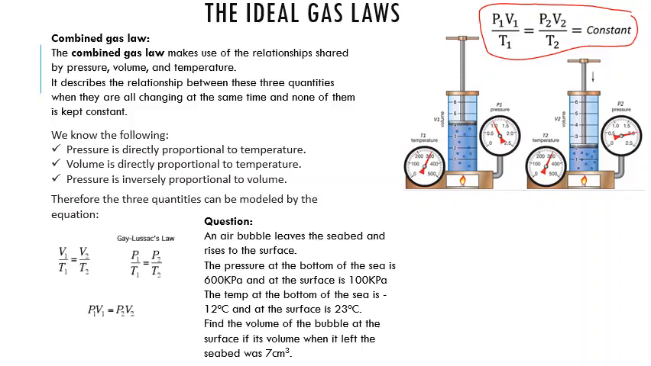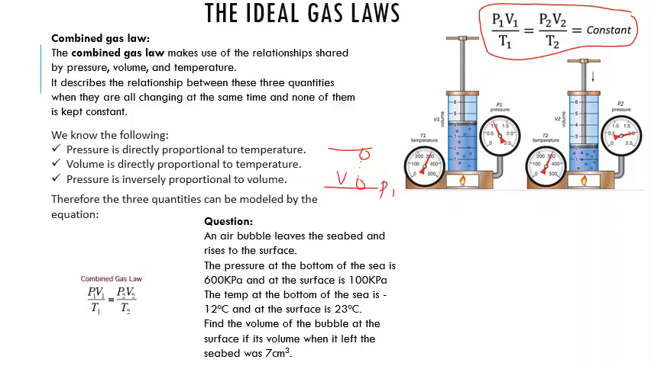You have a question over here. We have an air bubble leaving the seabed going to the surface. So let's say here is the bubble starting and it's going all the way up. At the bottom we have P1, it had a volume V1, and it of course has temperature T1. When it goes up, it's going to be V2, T2, and P2.